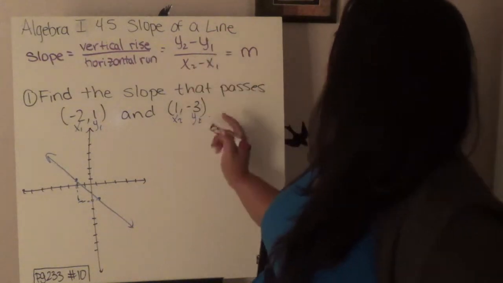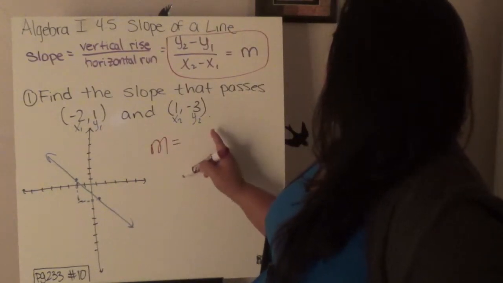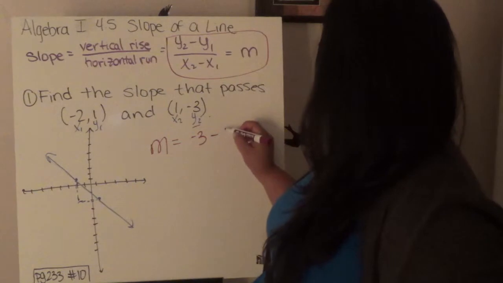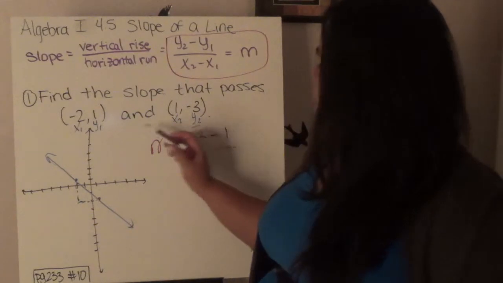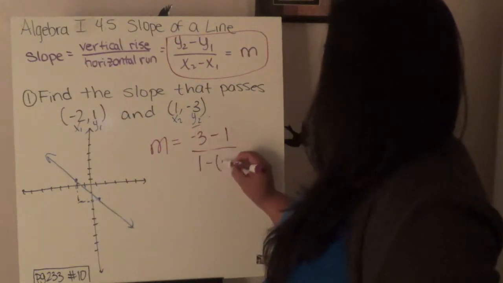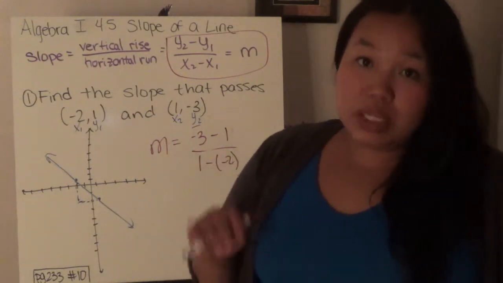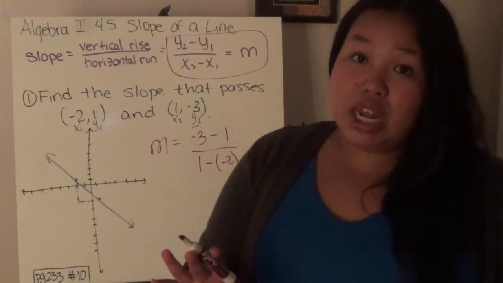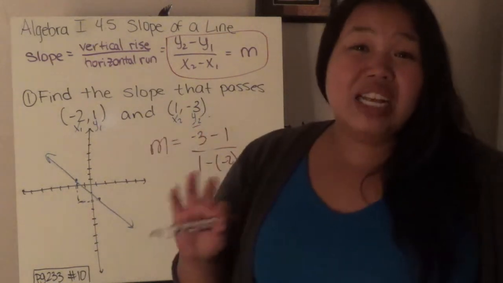Then we're just going to plug it into this equation right here. m equals y2, which is -3, minus y1, which is 1, over x2, which is 1, minus x1, which is -2. The biggest mistake people make, especially those of you who make small mistakes, is to think, oh, I can do it in my head, it's okay. But believe me, it gets confusing really fast, especially if you have a lot of negatives. So please, don't skip this step. Label x1, y1, x2, y2 to minimize little problems.